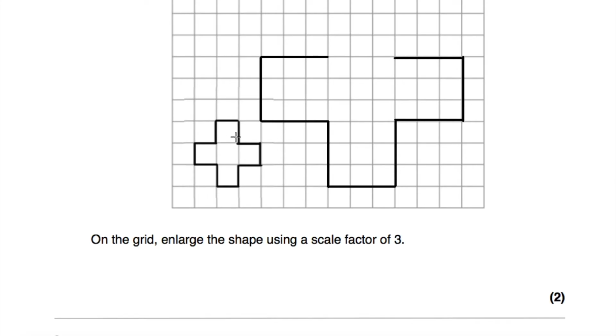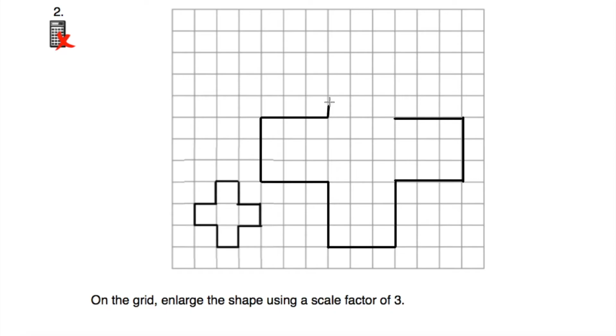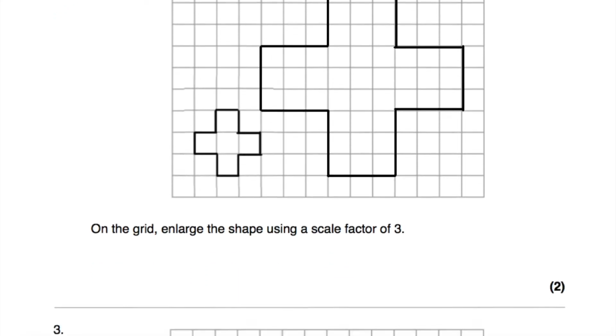And then instead of 1 up and 1 up, we're going to go 3 up and 3 up, and then hopefully we'll go 3 across to join them. So let's see. If we go 3 up and 3 up, we then just go 3 across to join them, like so. And that's it. So we've enlarged that cross by scale factor 3, and that's it. Okay, let's look at our next question, question number 3.